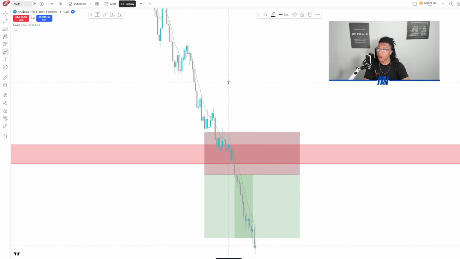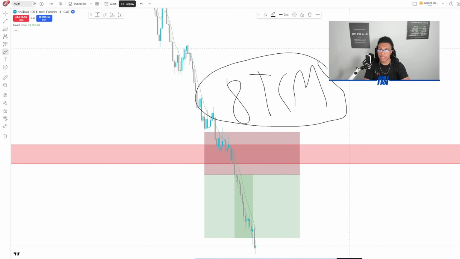This strategy is called the 8 EMA trend continuation model, or the 8 TCM for short. And if you want a guide on how to catch setups just like this, go ahead and click the link in the description. It's a free checklist that you can use to trade this strategy in real time.